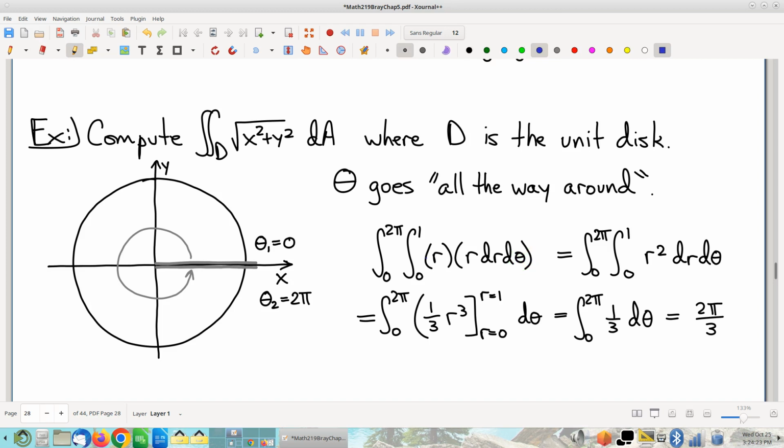And then, yada, yada, yada. So details, computation, make sure you can follow those details, of course.